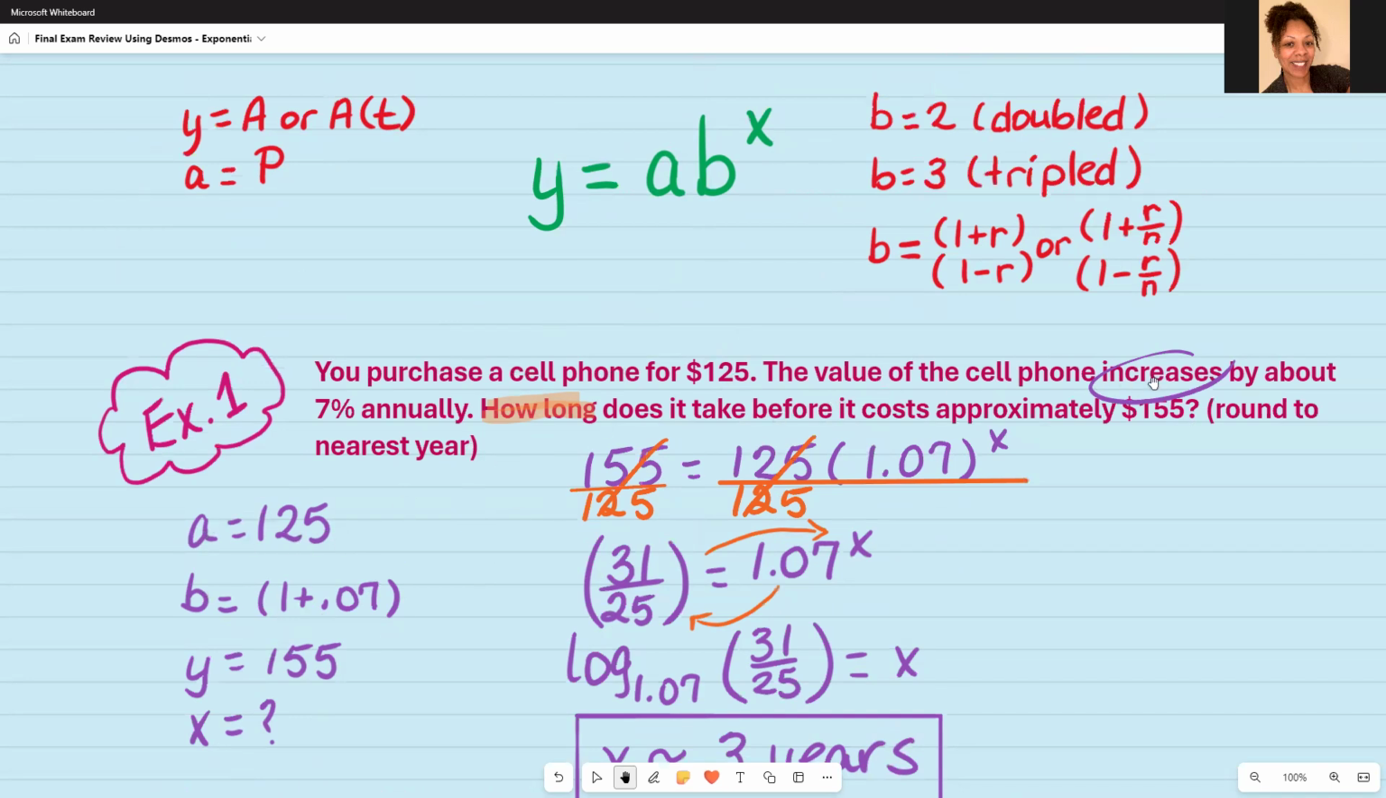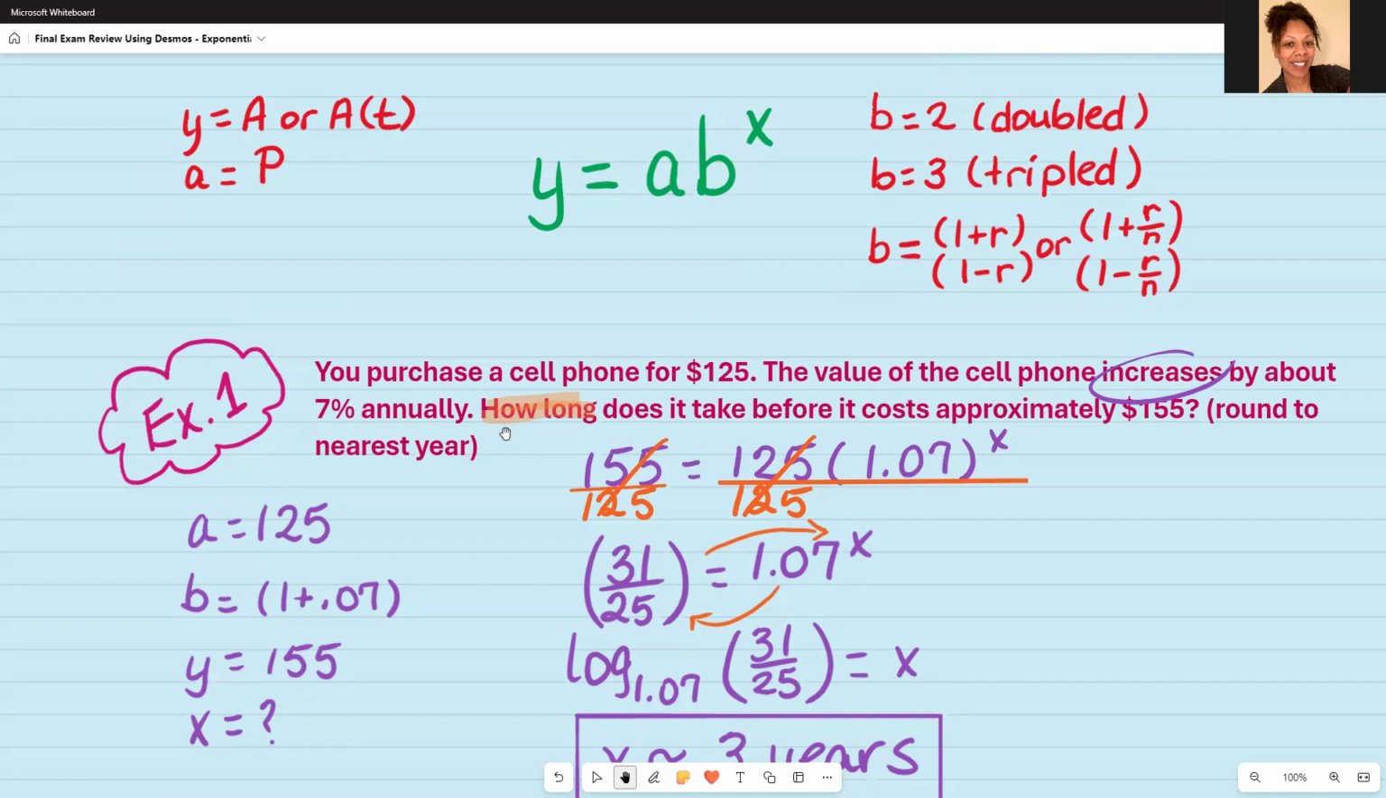The value increases, so it means that we're going to use the 1 plus R method. R meaning your rate. Once you see your percentage, you want to change that to a decimal. So I'm going to take this and move it back 2 places and put a 0 placeholder. So that looks like this. Because I said increases, I'm going to put a plus sign. And simplified, that's going to be 1.07.